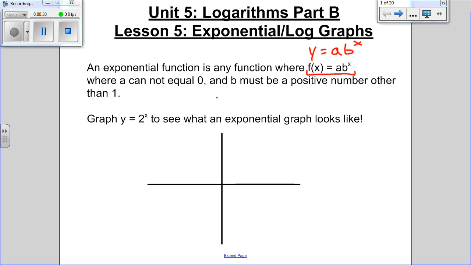There's some rules to these exponential graphs. A and B can't be 0. If they were 0, it would make the question useless, because 0 times something would be 0 as well. The other rule is that B has to be a positive number in all of our graphs that we do.